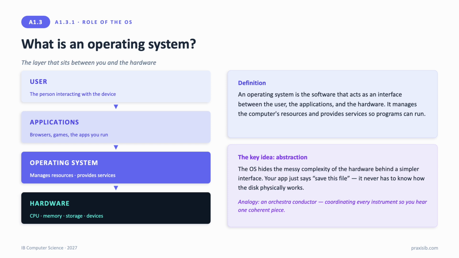A nice way to picture the operating system is an orchestra conductor. It doesn't play any instrument itself, but it coordinates every musician so that what you hear is one smooth, coherent piece of music. Keep that image in mind as we go.